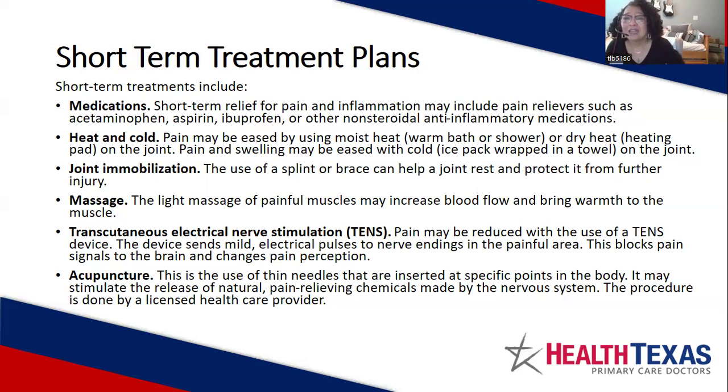Last but not least, acupuncture. This is the use of thin needles that are inserted in specific points in the body, and it stimulates the release of natural pain relieving chemicals by the nervous system itself. The procedure's done with a licensed healthcare provider. It's very interesting, too, how acupuncture works, because needles can be placed in one area of the body that actually stimulates brain activity to a different area of the body, releasing these chemicals and reducing this pain.